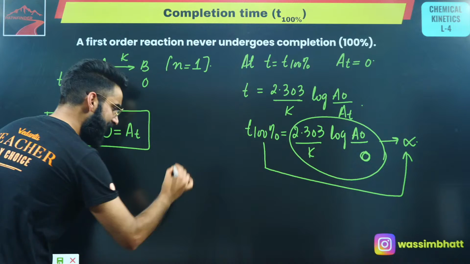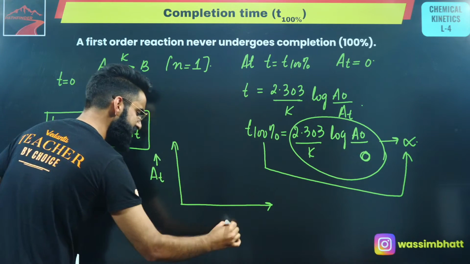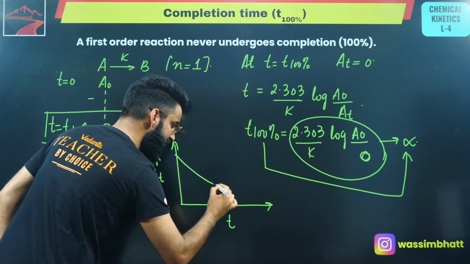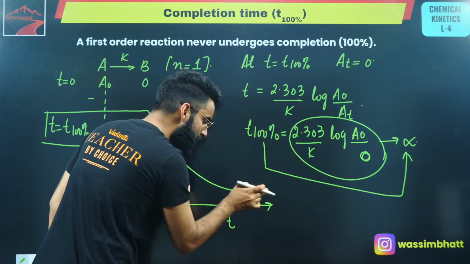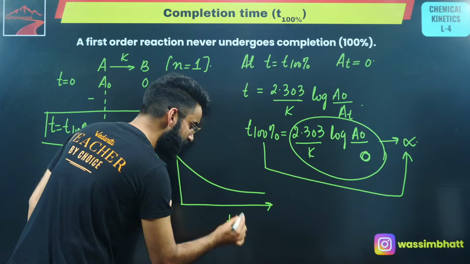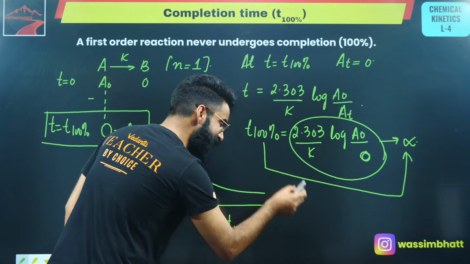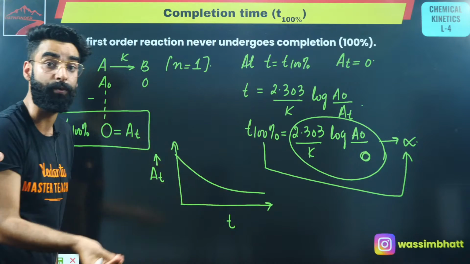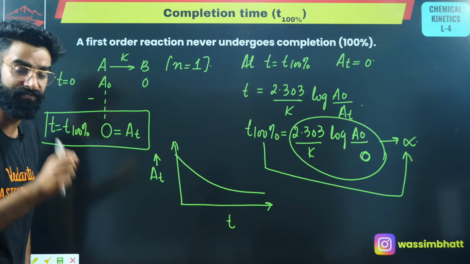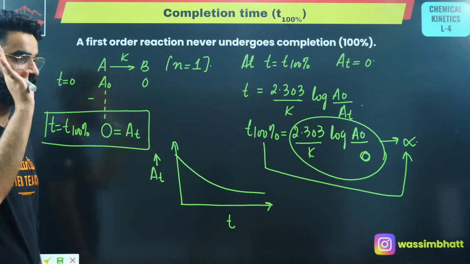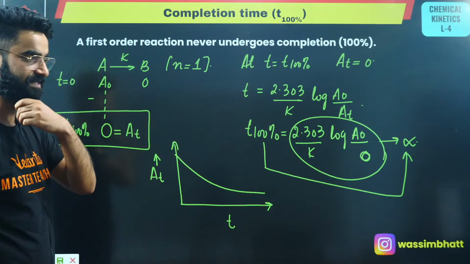That is why I made a curve a few minutes back. That was the curve between At versus t, and the curve started somewhere from here and was exponentially decreasing. I told you the curve is never going to touch your time axis, because when the curve touches the time axis, the concentration of reactant becomes 0. And the concentration of reactant never becomes 0 in first order reactions, because the first order reaction never undergoes 100% completion. That's why this curve never touches the time axis. As simple as that.